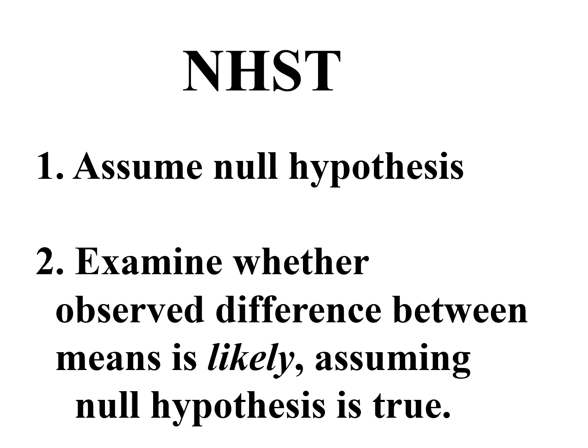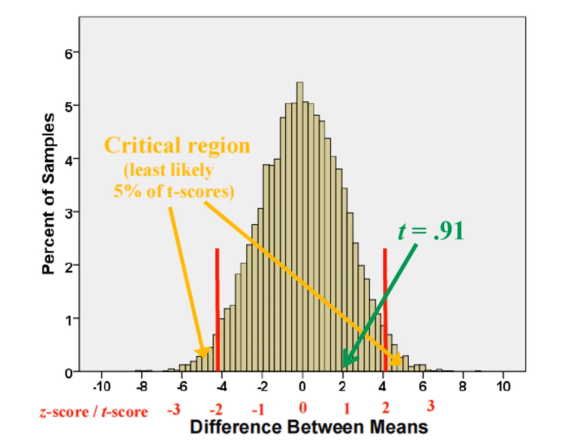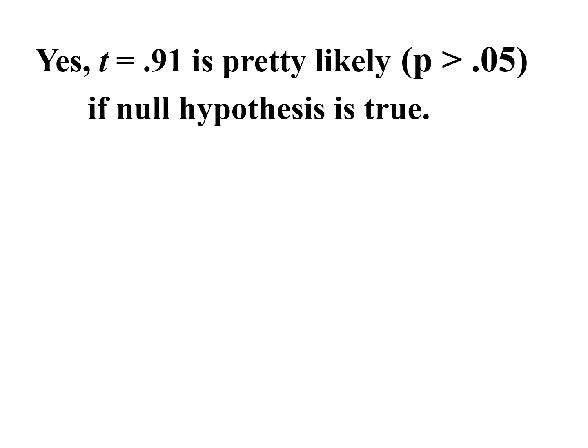In null hypothesis significance testing, we assume that the null hypothesis is true. Then, we examine whether the observed difference between means is likely, assuming the null hypothesis is true. This is the sampling distribution of the differences between means if the null hypothesis is true. Would you say a t-score of 0.91 is pretty likely or not very likely? Yes, a t-score of 0.91 is pretty likely if the null hypothesis is true.